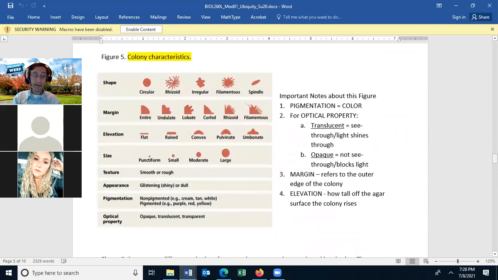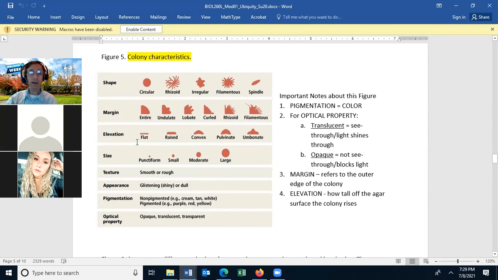When we look at the colonies, we can see different colony characteristics, and you can see that the colonies have a shape. There can be circular colonies, rhizoid colonies, irregular colonies, filamentous colonies. And the edge of the colony we call a margin. It can be entire, which is what a circular colony has. It can be undulate, lobate, curled, rhizoid, or filamentous. If ever I ask you to differentiate, I will ask you to differentiate only between entire and these three and these two. Meaning I'm not going to ask you to differentiate, is this colony got a margin which is rhizoid or filamentous? Any question about that?